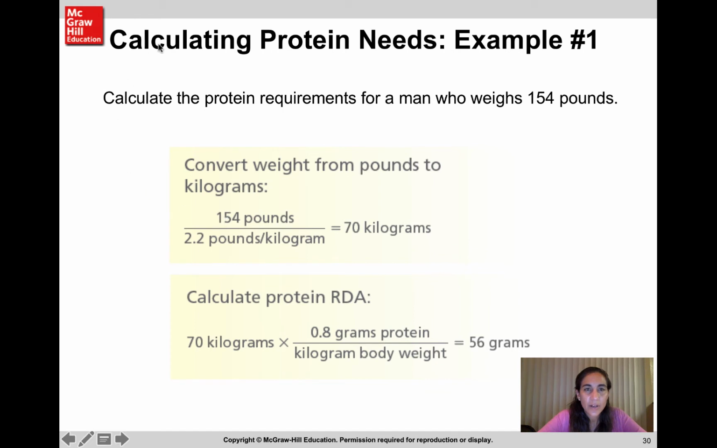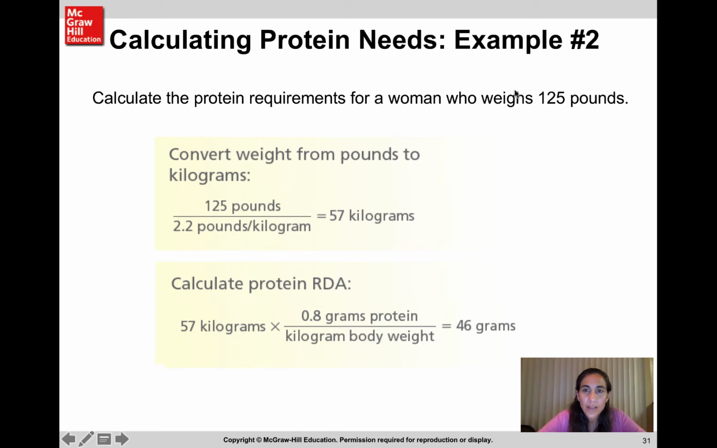So you can see an example of the calculation of an individual's protein needs. So we said that you need to determine an individual's weight in kilograms. So first you would take someone's weight in pounds, convert it to kilograms, and you would do that by dividing the weight in pounds by 2.2. So a 154-pound male, their weight in kilograms would be 70. And then to calculate their RDA for protein, you would multiply 70 kilograms of weight by 0.8 grams of protein per kilogram, and that would equate to 56 grams of protein as this individual's daily protein needs.